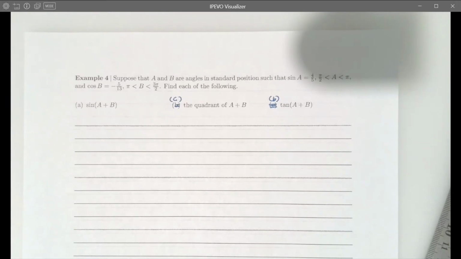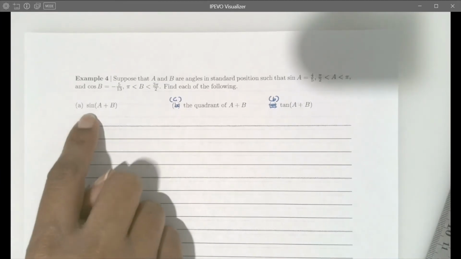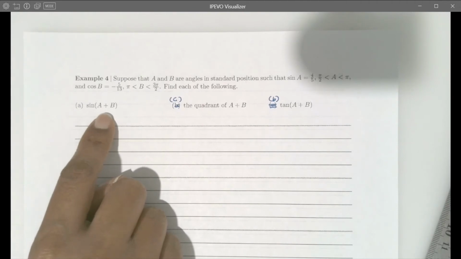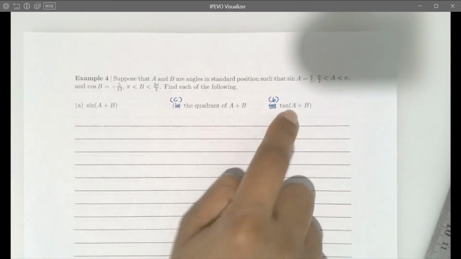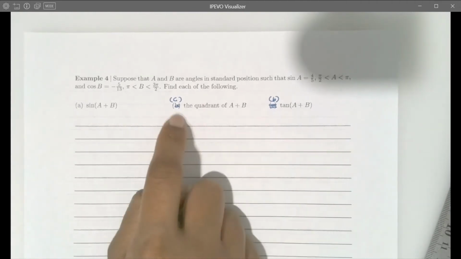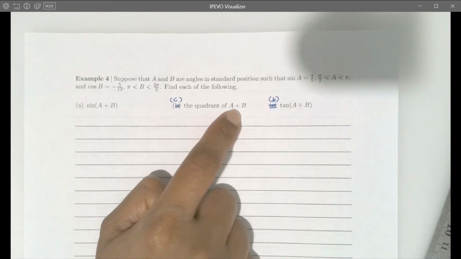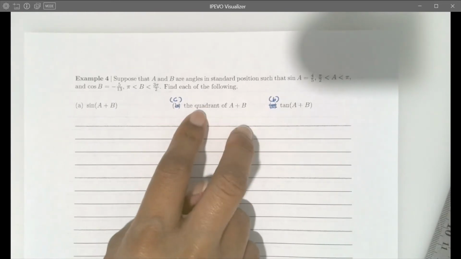And there's a couple of typos on this part, so I've gone ahead and corrected it, and you can correct it on your set of lecture notes as well. So part A will be to find sine of A plus B, but then part B should be tangent of A plus B, and part C should be the quadrant of A and B. So it's just the order that's switched around.